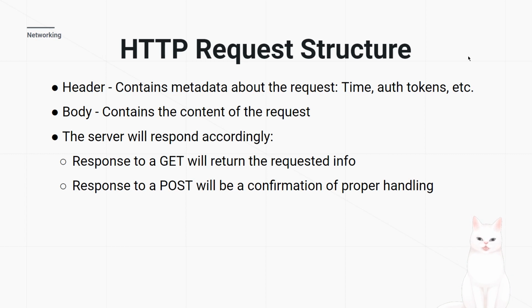Request structure. An HTTP request has a header, which has information about it, if it's a GET, if it's a POST, whatnot, as well as some metadata about it, like time, authentication tokens, if you want to authenticate the user, etc. You also have the body that contains the actual content of the request. And then the server should respond accordingly when the request is received, and then the server will send something back.